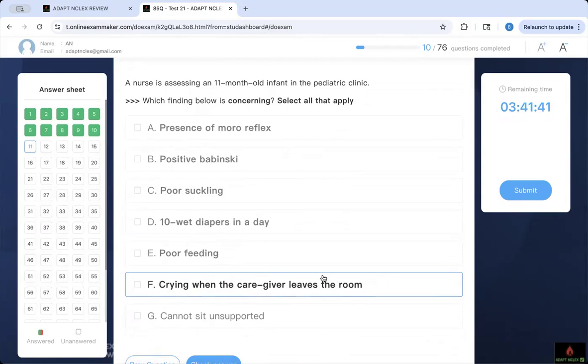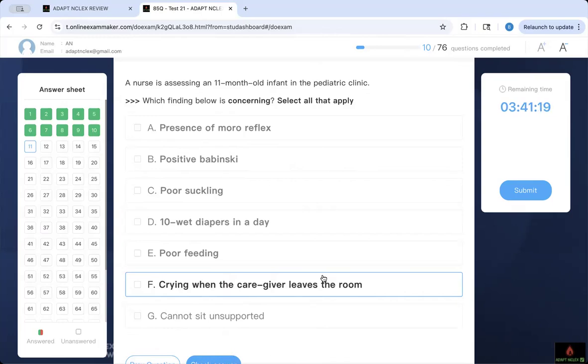You can't run away from it. Like I said, this is a catechism. It will feel really hard, but that is the way it's supposed to be. And this is assessing an 11-month-old infant in the pediatric clinic. Which finding below is concerning? Select all that apply. When they give you a question, focus your mind on 11 months and see what the kid can do.